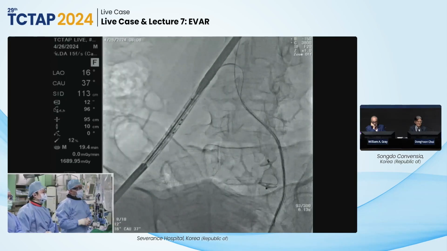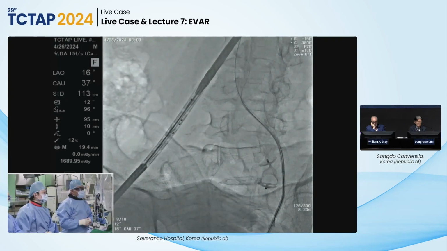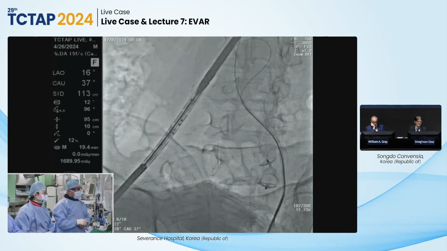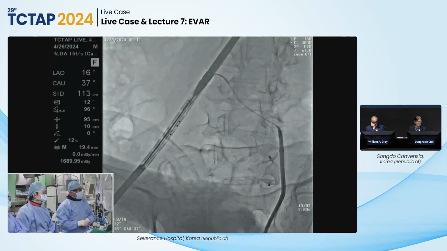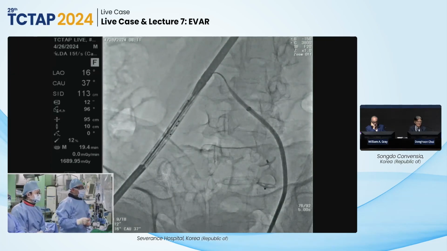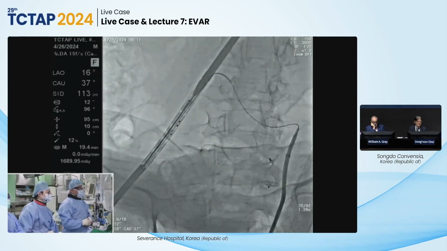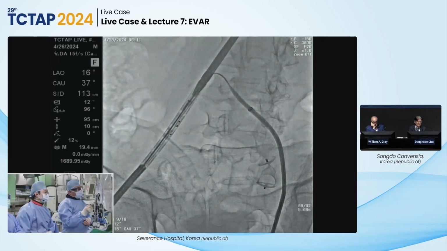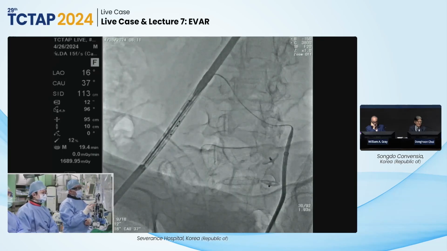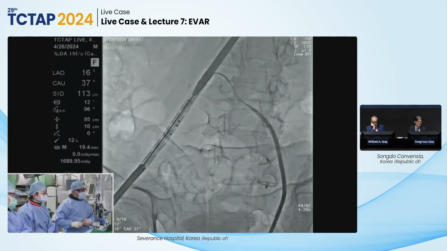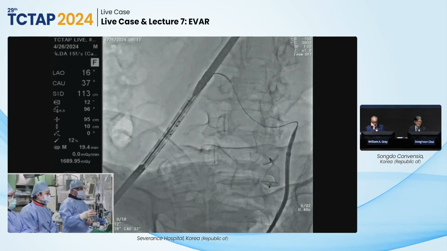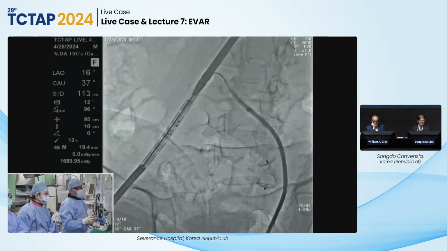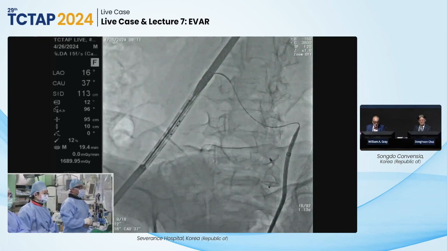Next. Okay, we externalized the catheter through the left femoral artery, and then next, it's like a pull-through technique. We pulled the wire and catheter through the IBD to the distal, and we pushed the Ansel. This is a 12 French Ansel sheath into the IBD direction.